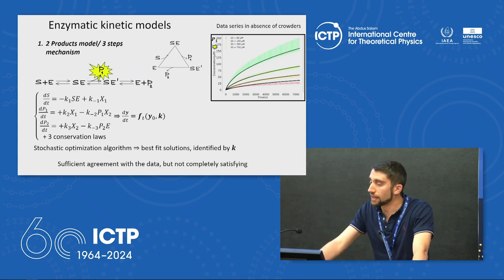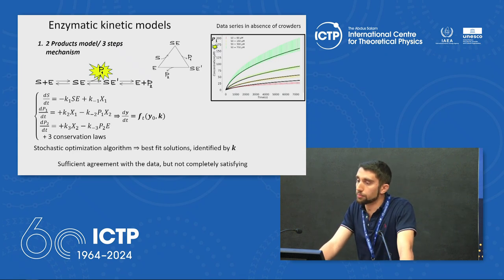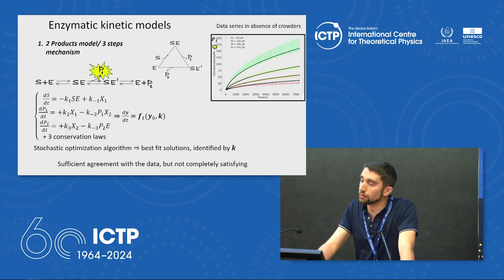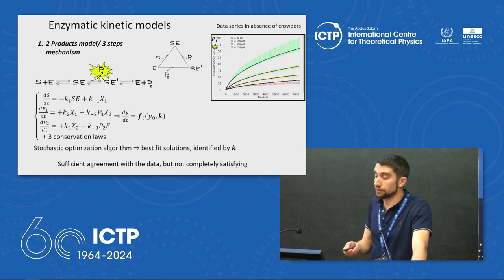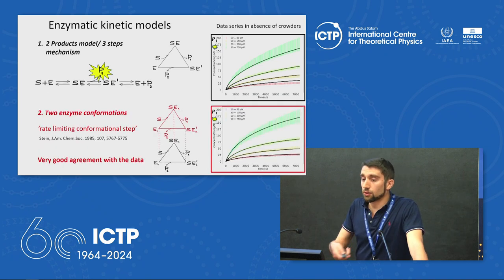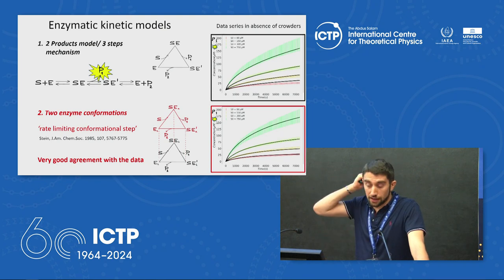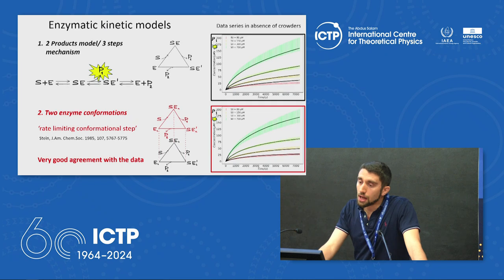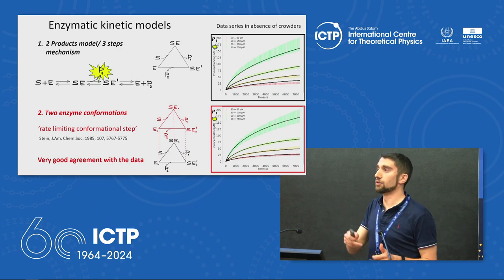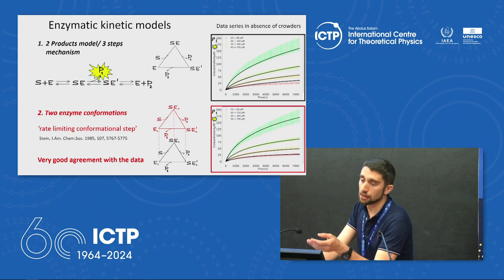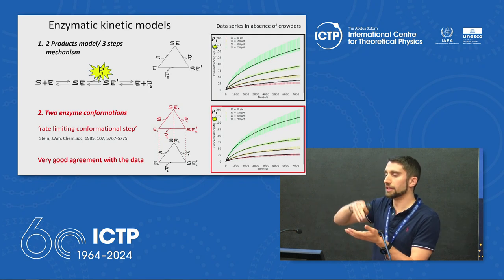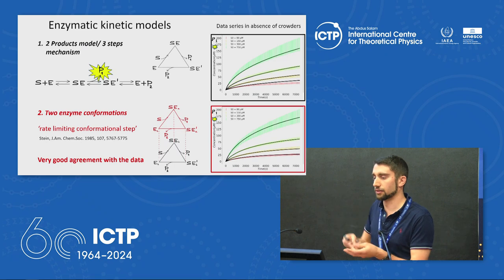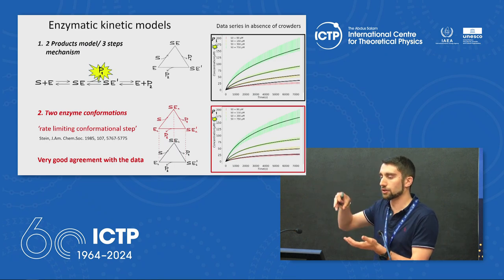And here is what we get, let's say, one of the best fits that we have for this case with this model, and which is good, but not so good, especially when one moves to crowded conditions. Therefore, we studied also the possibility of introducing other models. And this kind of model that you see here can also be imagined as a triangle in which you have the three enzymatic states, the free enzyme and the two complexes.